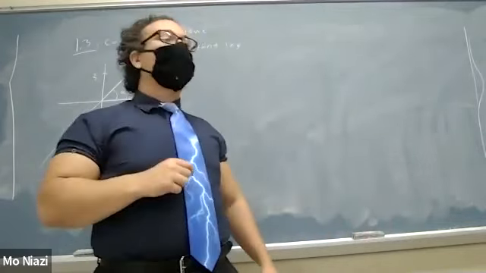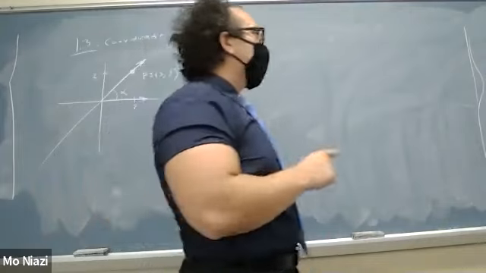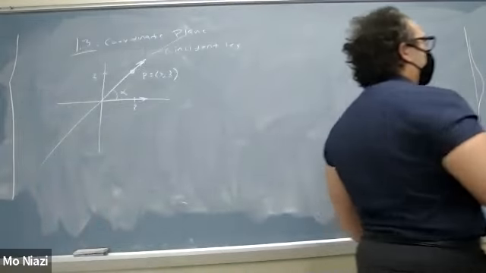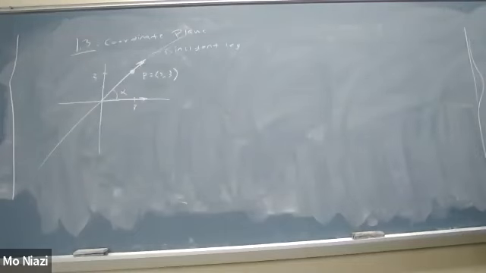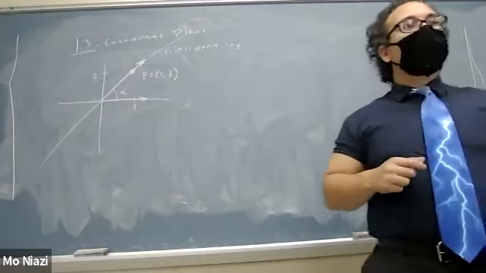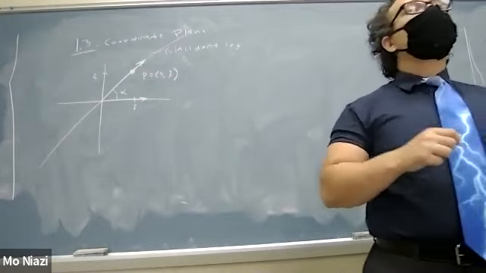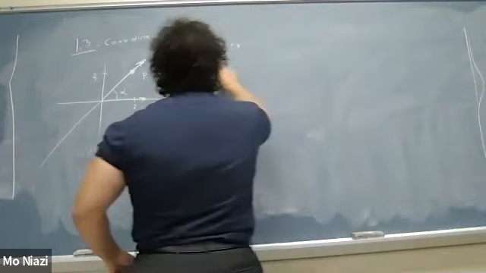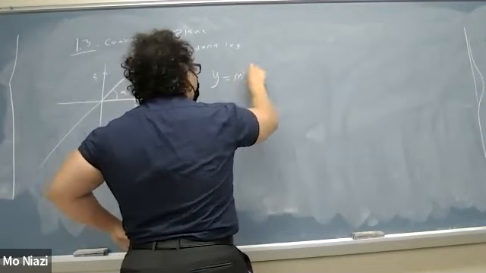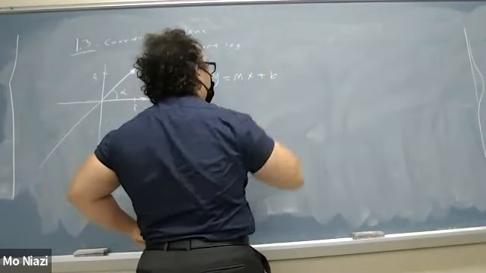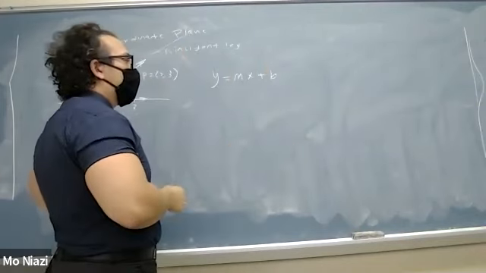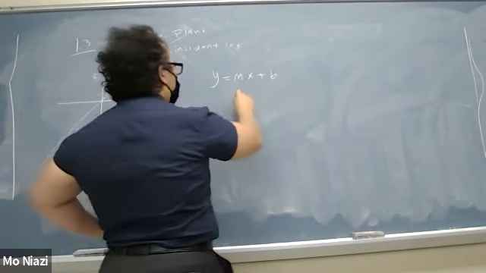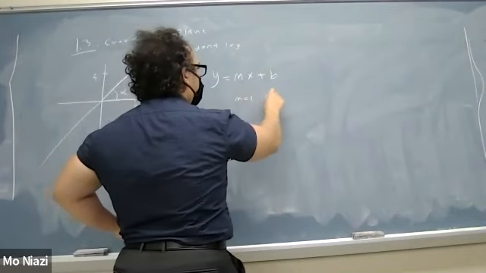Y equals X. Correct. That is a line, but it has slope 1 and y-intercept 0. So what is the most general equation for the line? Y equals mx plus b. Correct. That is the most general equation for a line. Y is equal to mx plus b. You, sir, were technically still correct because you set m equal to 1, b equal to 0.